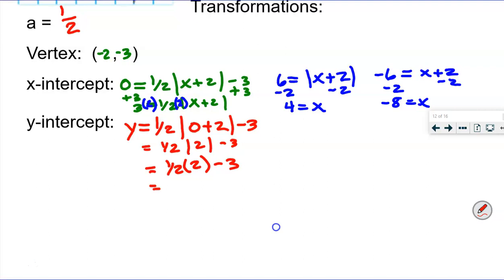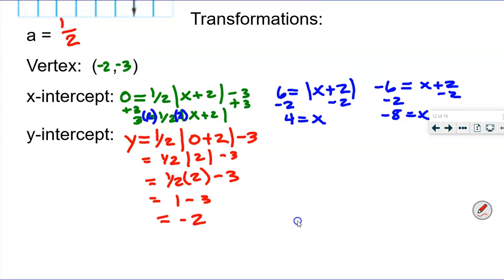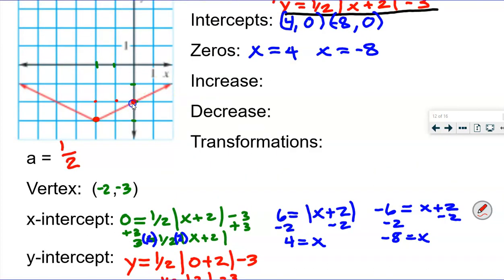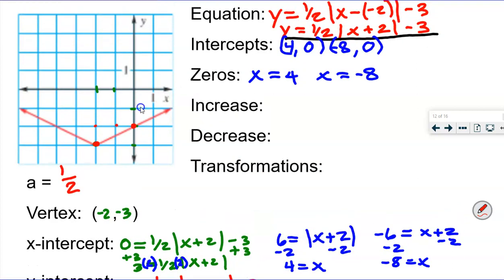So this is going to be 1/2 of 2. That's 1 minus 3. So that's going to be equal to -2. So, and that's exactly what we saw up here on the graph, right? So isn't this at -2? So that's my other intercept. So this one is going to be 0, -2, okay?